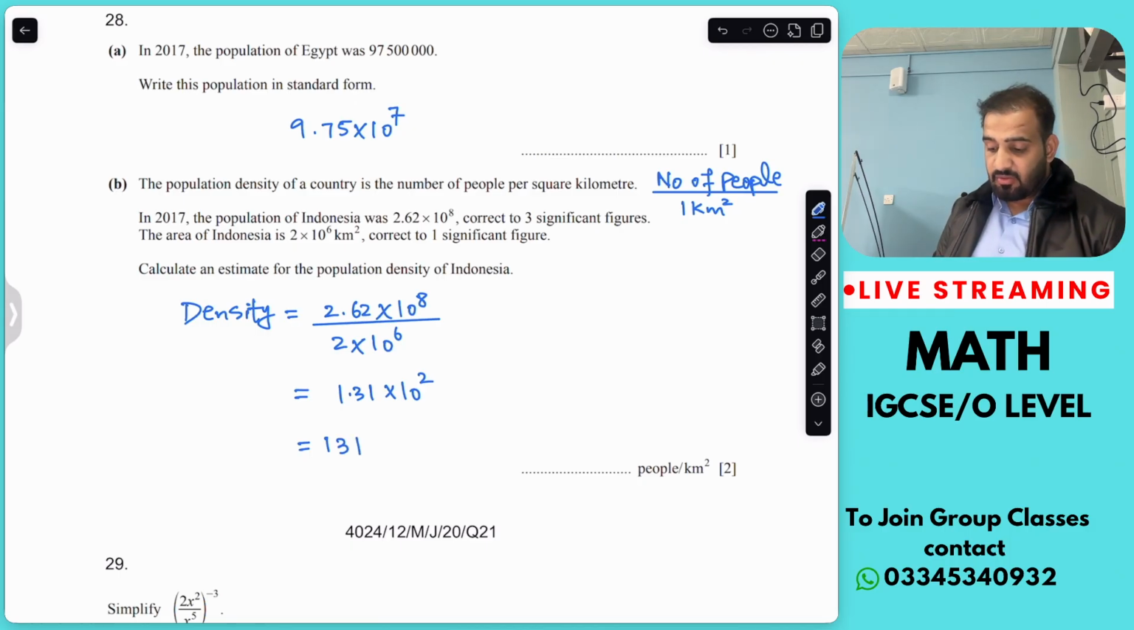Okay. We don't leave the answer in standard form. He was saying to give an estimate. So the estimate for the population density will be some number. So that will be 131. That's it.